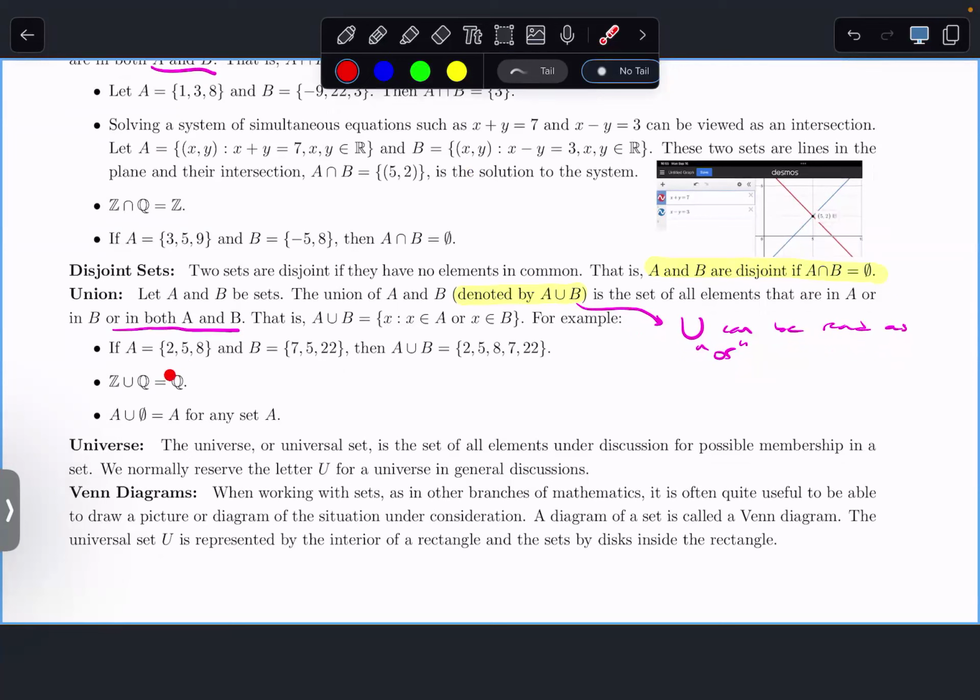If the set A is 2, 5, 8 and B is 7, 5, 22, well, then I take the elements of A and I smush them together with the elements of B. And then usually what we do is we remove any duplicates, right? And so 5 is in there twice, right? But we only list it once.